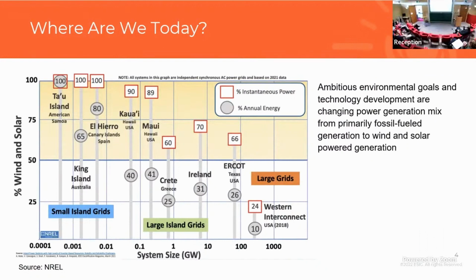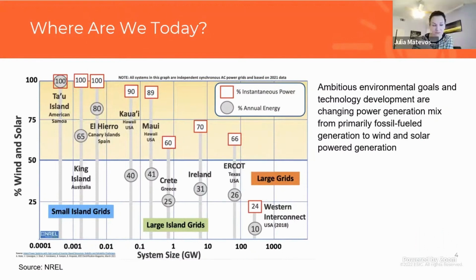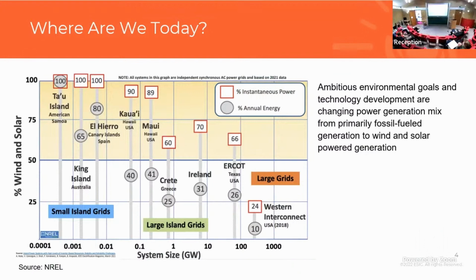Julia, sorry to interrupt you. There's no Britain on it. If I remember correctly from last week's presentation by Cherokee, I think in this country we have about 30% on average, and the maximum about 60% instantaneous. So yeah, that sounds about right.